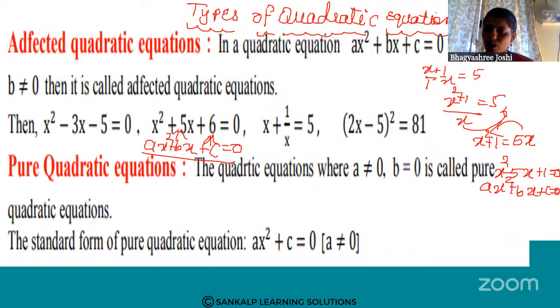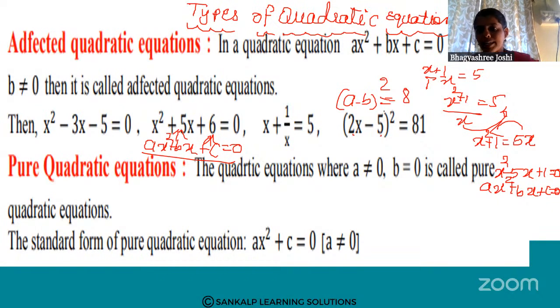And this is also quadratic equation. So how does it come? It is of the form a minus b bracket square equal to 81, right? So a means 2x, b means 5. Using the formula a square plus b square minus 2ab. So if you substitute the value of a and b into the formula, then you will get quadratic equation. So try it.